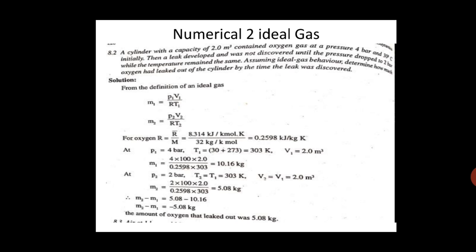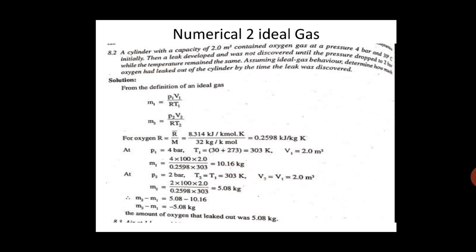Next, after the gas leakage, when the pressure is reduced to 2 bar, so P2 is now 2 bar. T1 remains the same, temperature has not changed, so we will take it as 303 Kelvin. Volume also remains the same, 2 meter cube. So M2 is equal to P2 V2 divided by RT2.